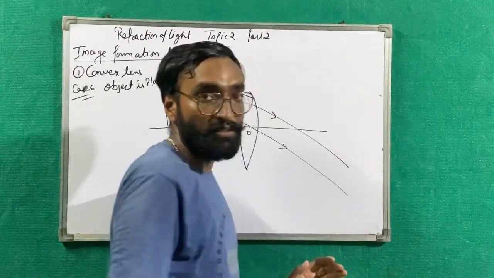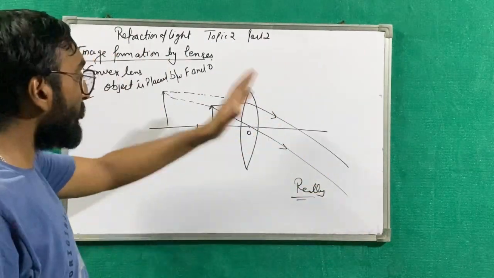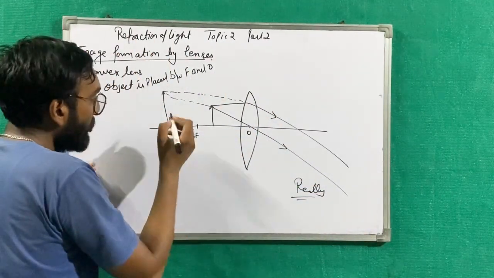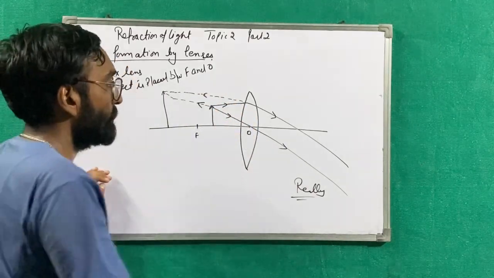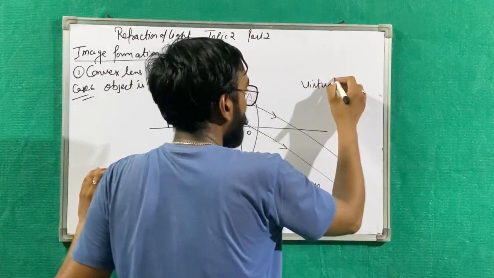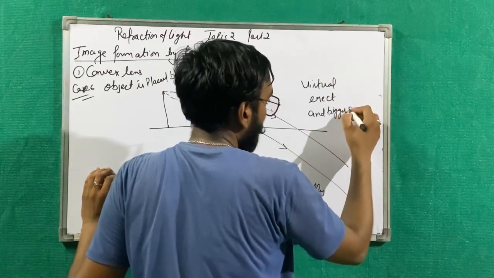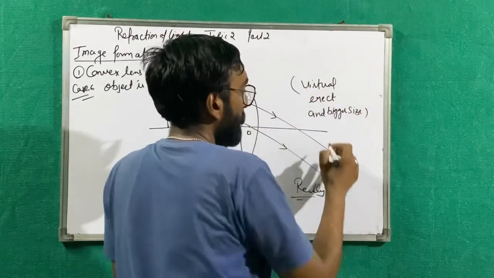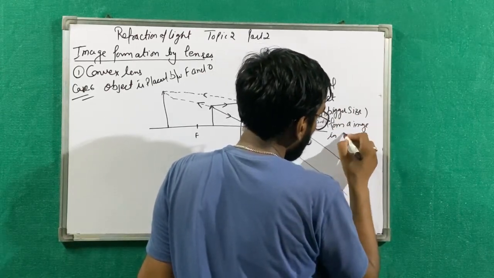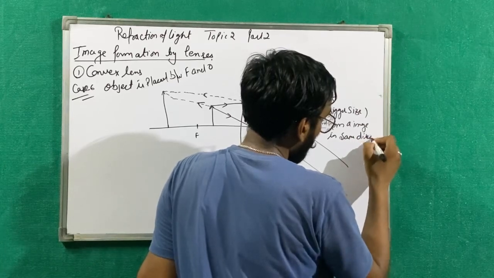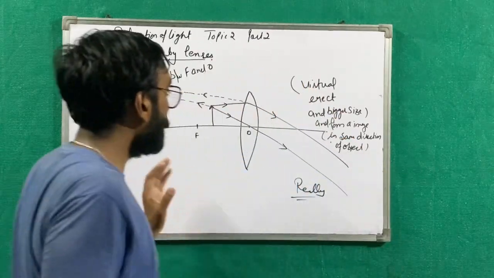They will never meet really. But if we want to make an image, we have to make them meet virtually. So this is going to be a virtual image, virtual, erect, and bigger in size, and form an image in the same direction as the object. So this is going to happen in this case.